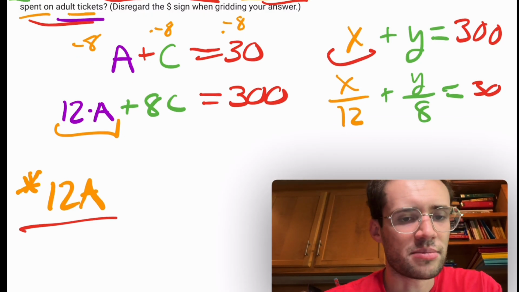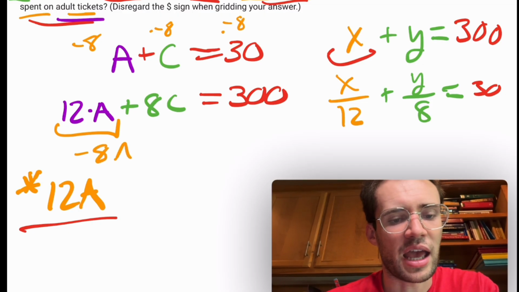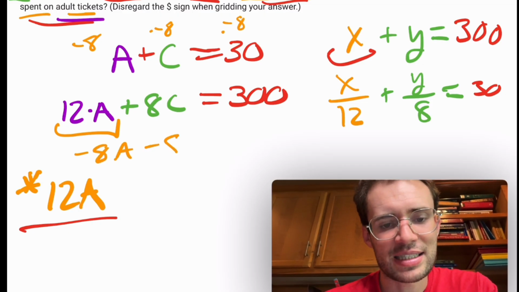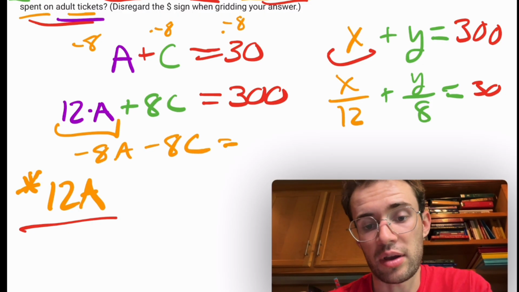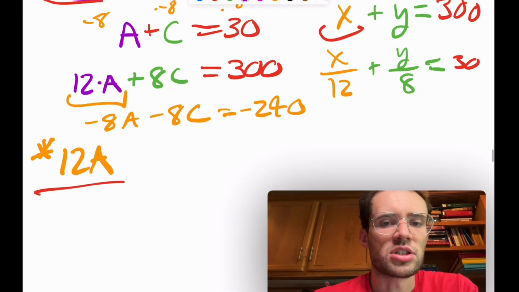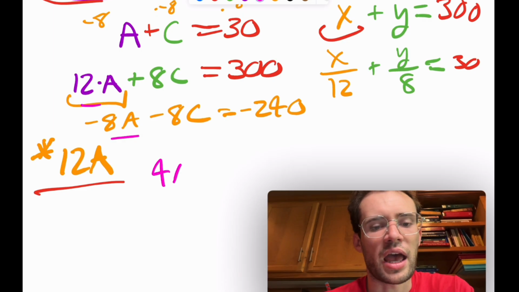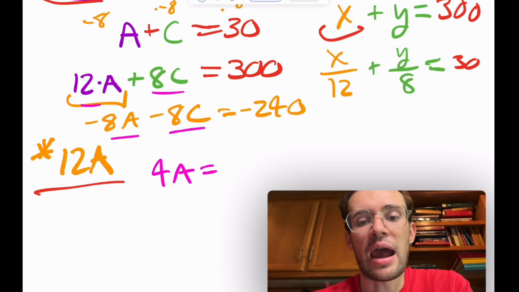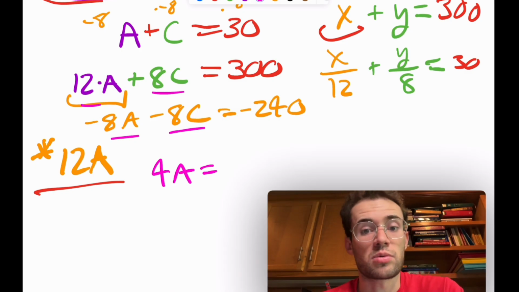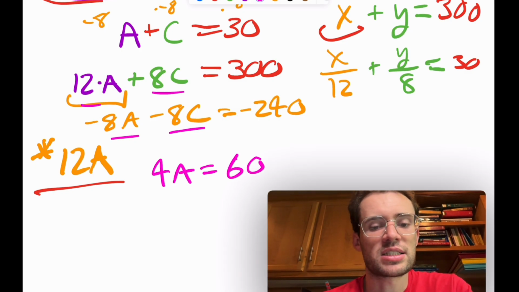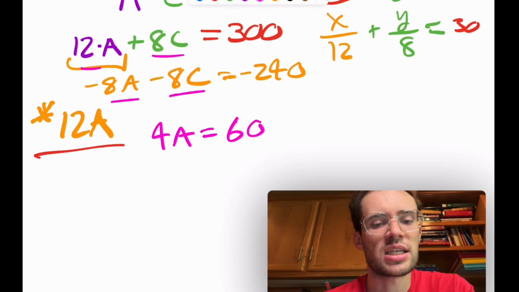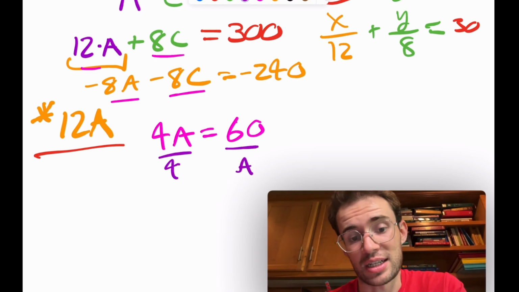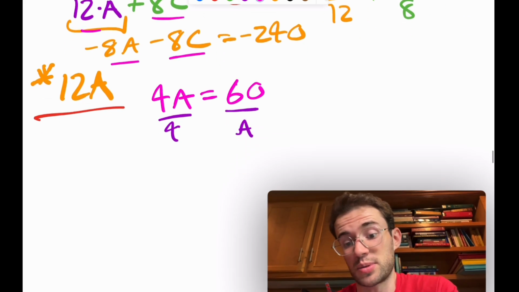But -8 times A is going to be -8A. And then we have -8C. And then -8 times 30 will give us -240. Now we just combine the left sides and combine the right sides. 12A plus -8A is 4A. The 8C and the -8C add up to 0, so they'll cancel out. And then 300 minus 240, or 300 plus -240, is positive 60. So we get 4 times A equals 60. Divide both sides by 4 to get A alone, or you can think what times 4 is 60. You probably think of that in terms of time.